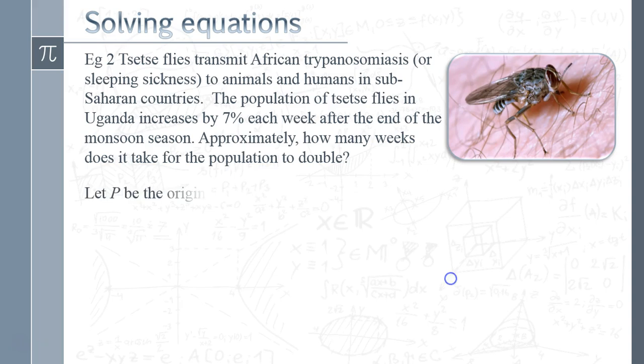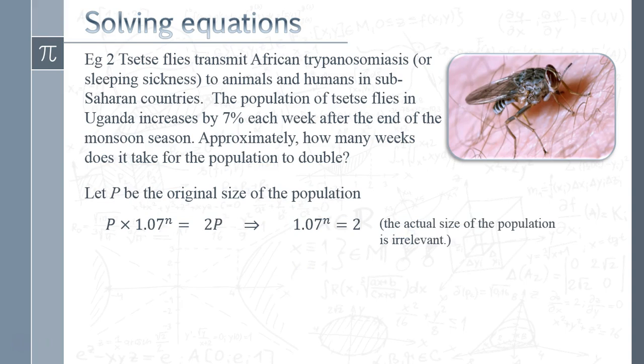Right, on we go. So let's call P the size of the population. So what we've got is our original population increasing by 7% each week, and we want that to be double the original population. So there's the equation that we can set up. And now if we just divide both sides by P, we end up there. So as it turns out, the initial size of the population is completely irrelevant because we're interested in how long it takes to double.